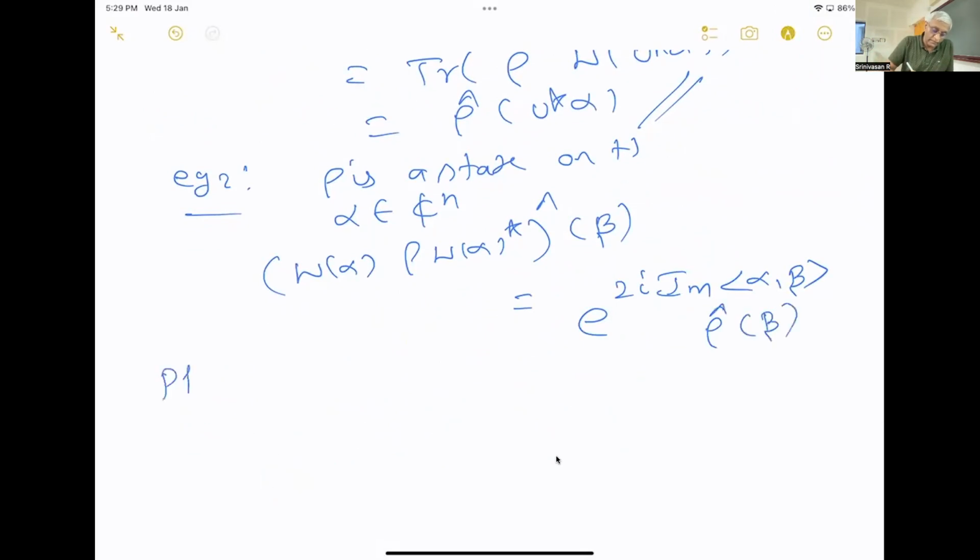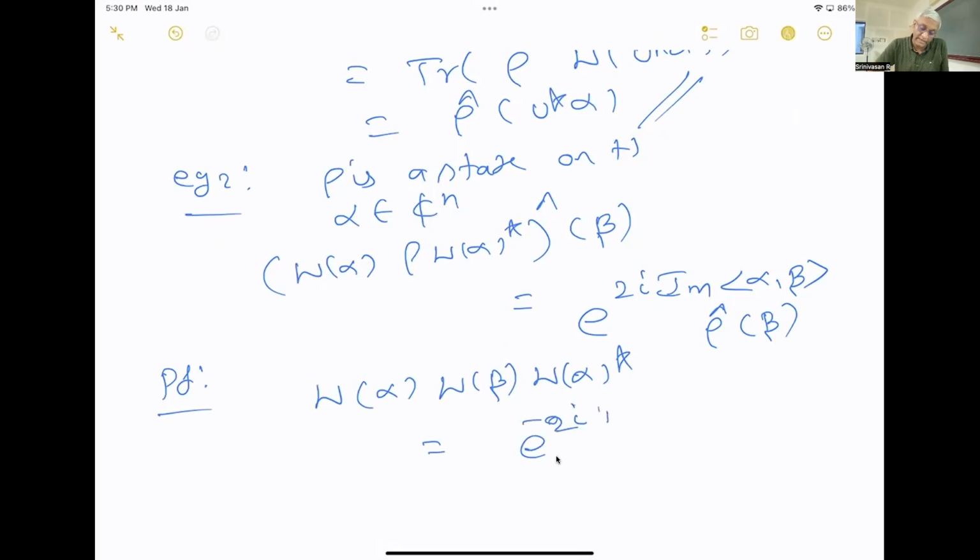Proof: it's just verification. So we have the following: W of alpha, W of beta, W of alpha star, which is W of minus alpha, equals e to the power minus 2i imaginary part of alpha beta times W of beta. This is the Weyl relation. You get one imaginary part when you apply W of alpha plus beta twice, you will get this.